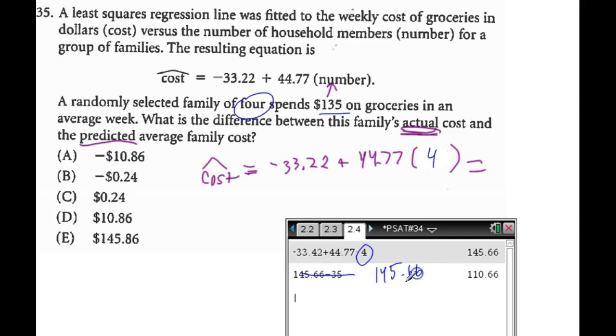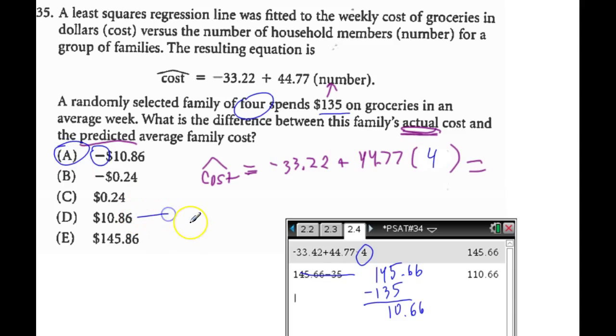145.66 minus 135 would be 10.66, right? So 10.66, and is it increasing? Let's see, what is the difference between the family's actual cost and the predicted? So actual cost minus predicted, if I did it that way, it actually would be a negative $10. And so I believe that would be the right answer there.